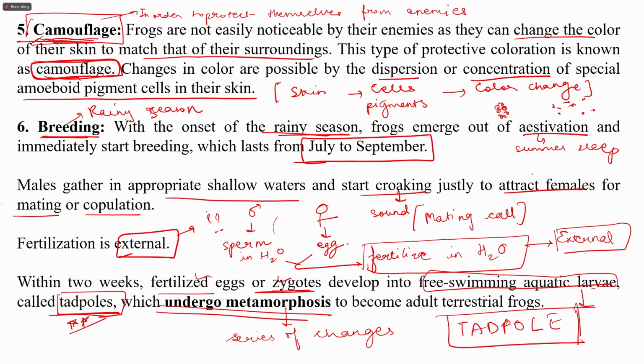So in breeding, we learned that it usually takes place in the rainy season. The croaking sound is made by the male frogs to attract the females, especially for the mating or copulation process. Fertilization is external, where sperms and eggs are released into the water, and there the fertilization happens. Within 2 weeks, fertilized eggs or zygotes develop into free-swimming larvae, which are tadpoles, that further undergo metamorphosis to become the adult terrestrial frogs.